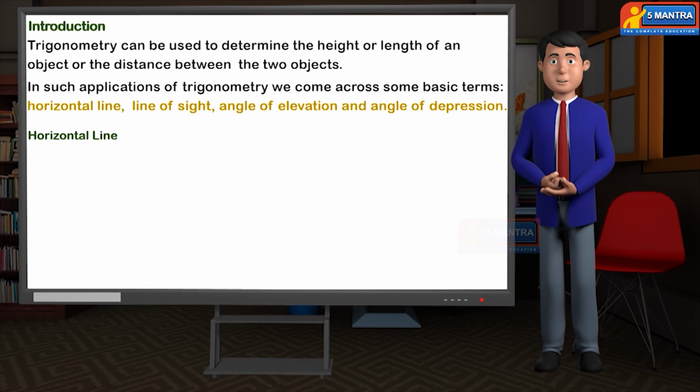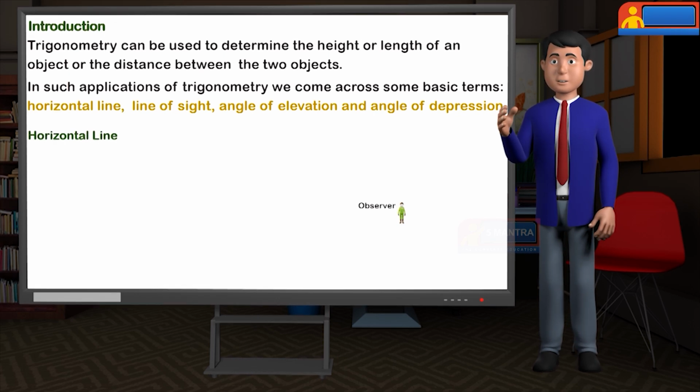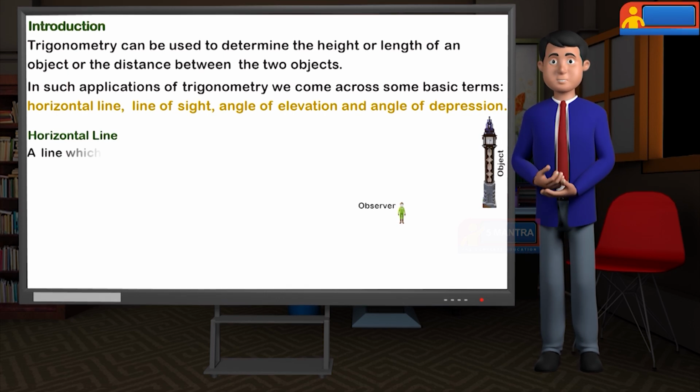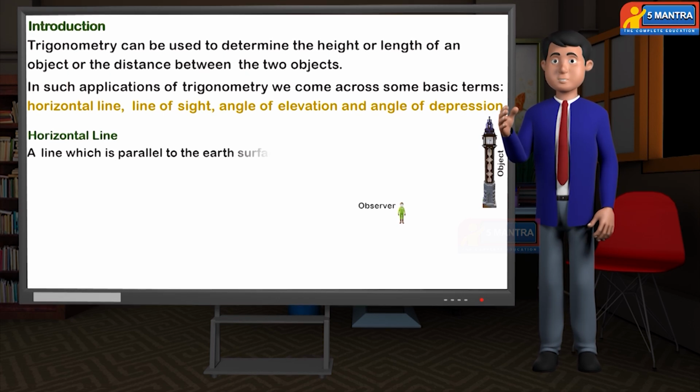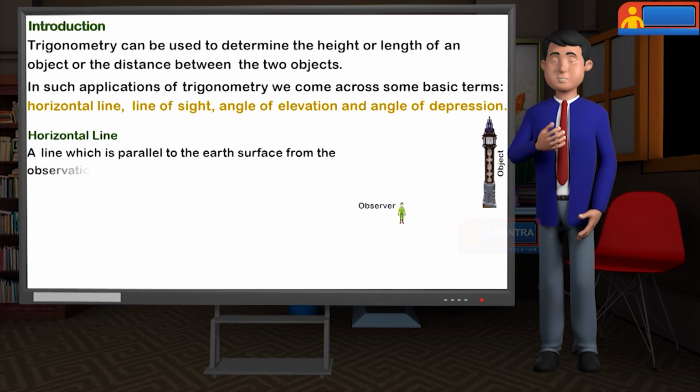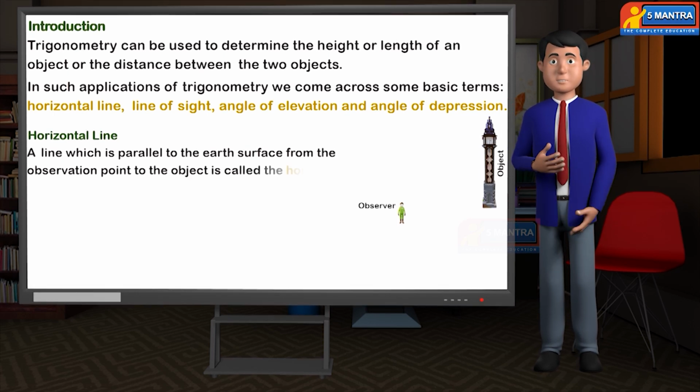Horizontal line. Consider an observer and an object like a clock tower. A line which is parallel to the earth's surface from the observation point to the object is called the horizontal line.